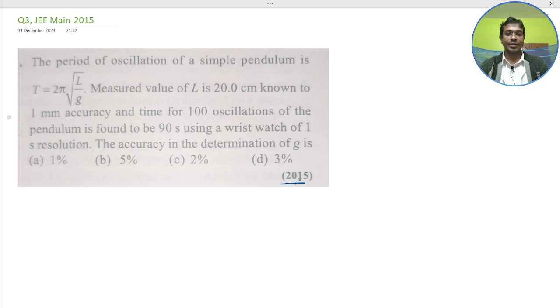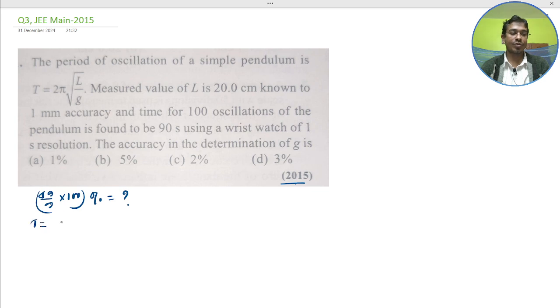That's the JEE NEET 2015 question. The time period of oscillation of a simple pendulum is given by T equal to 2 pi root over L by g. The measured value of L is 20 cm, known to 1 millimeter accuracy, and the time for 100 oscillations of the pendulum is found to be 90 seconds, using a watch of 1 second resolution. The accuracy in the determination of g, in percentage, means you have to find del g divided by g into 100.